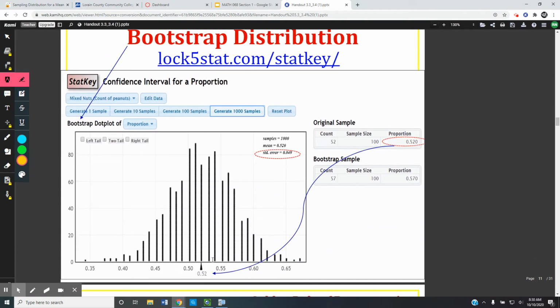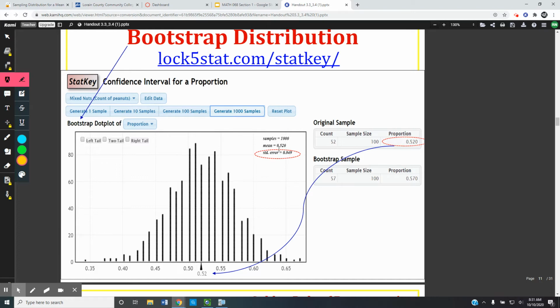So how do we run a bootstrap distribution from StatKey? And what does it mean when we get it? Okay, let's take a look at the picture, then we'll go run it. First of all, a bootstrap distribution will be in the center box here. This will be the actual distribution of all of the many, many samples that we take. The standard error is circled in red right here. You'll see the standard error populated right here.